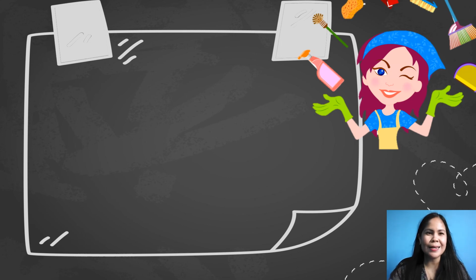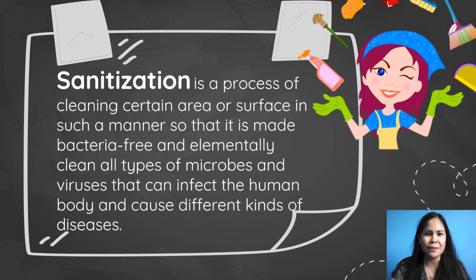And now let us discuss the different methods of sanitation. First, let us define what is sanitation. It is a process of cleaning a certain area or surface in such a manner that it is made bacteria-free and essentially clean of all types of microbes and viruses that can infect the human body and cause different kinds of diseases. That is to say that sanitation is a process of removing harmful microbes with the help of chemicals that doesn't harm the human body.